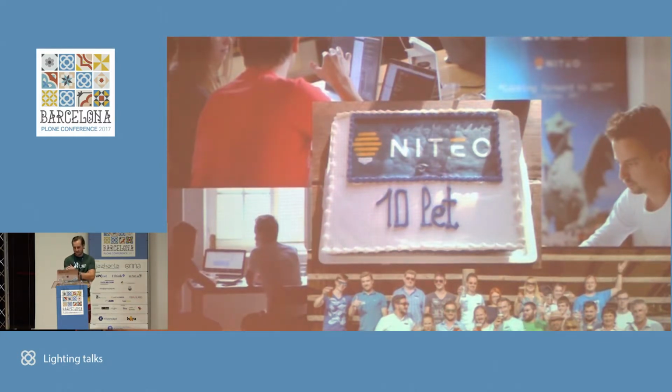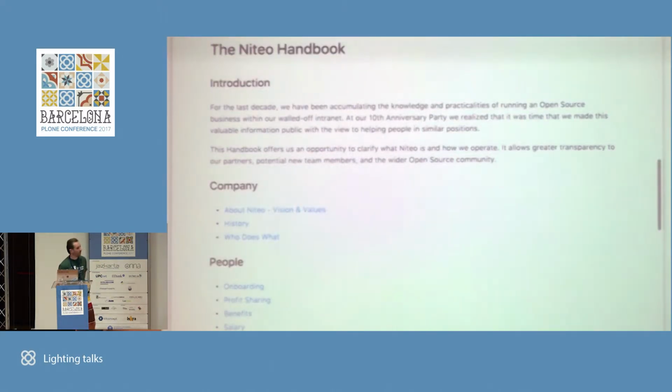Our company has recently turned 10 years old, and we had a big anniversary party. And after quite an amount of locally brewed beer, we realized that while we are open sourcing our code, we're not open sourcing our processes, which are kept hidden from the public in our intranet. So we cleaned them up and published a handbook. So if you go to github/niteo/handbook, you can read all about how we're running an open source remote-first company for 10 years and still being profitable.